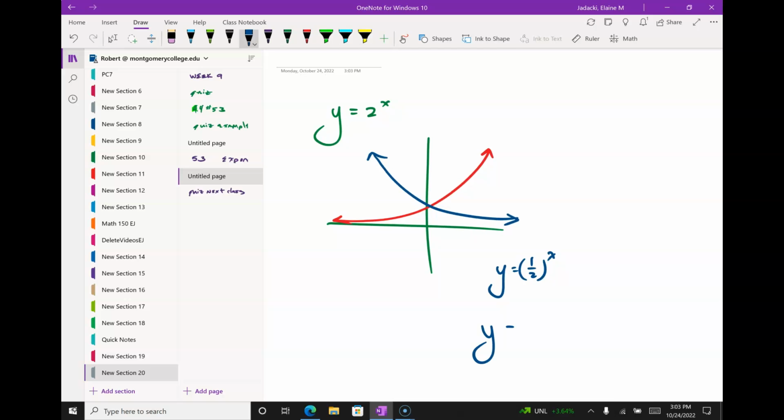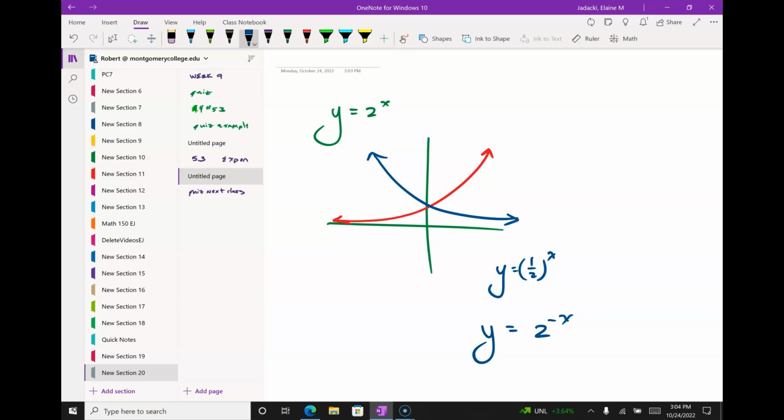What's another way of saying 1/2 to the x? It's 2 to what power? Negative x. And so you remember that negative on the input will switch to reflect about y. Right? What does negative power mean? Reciprocal. The reciprocal of 2 is 1/2.